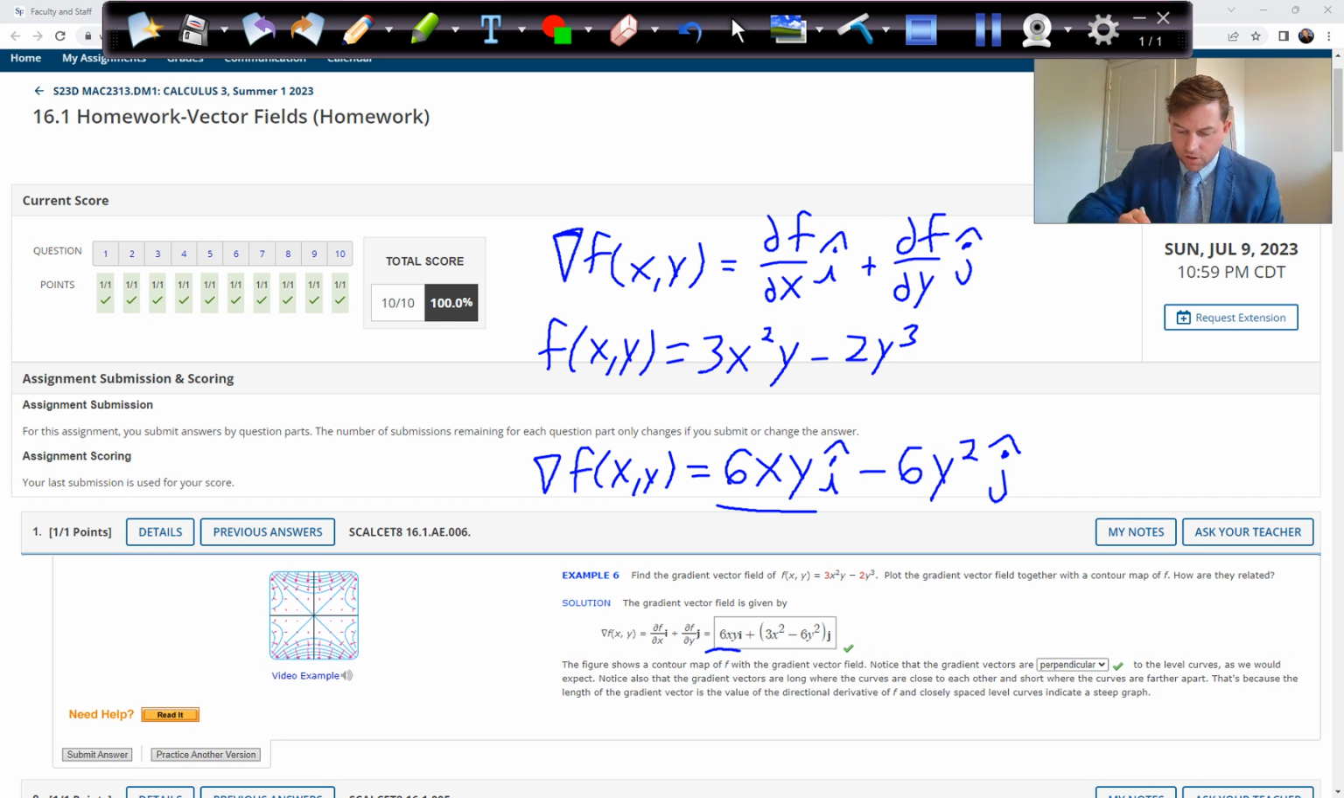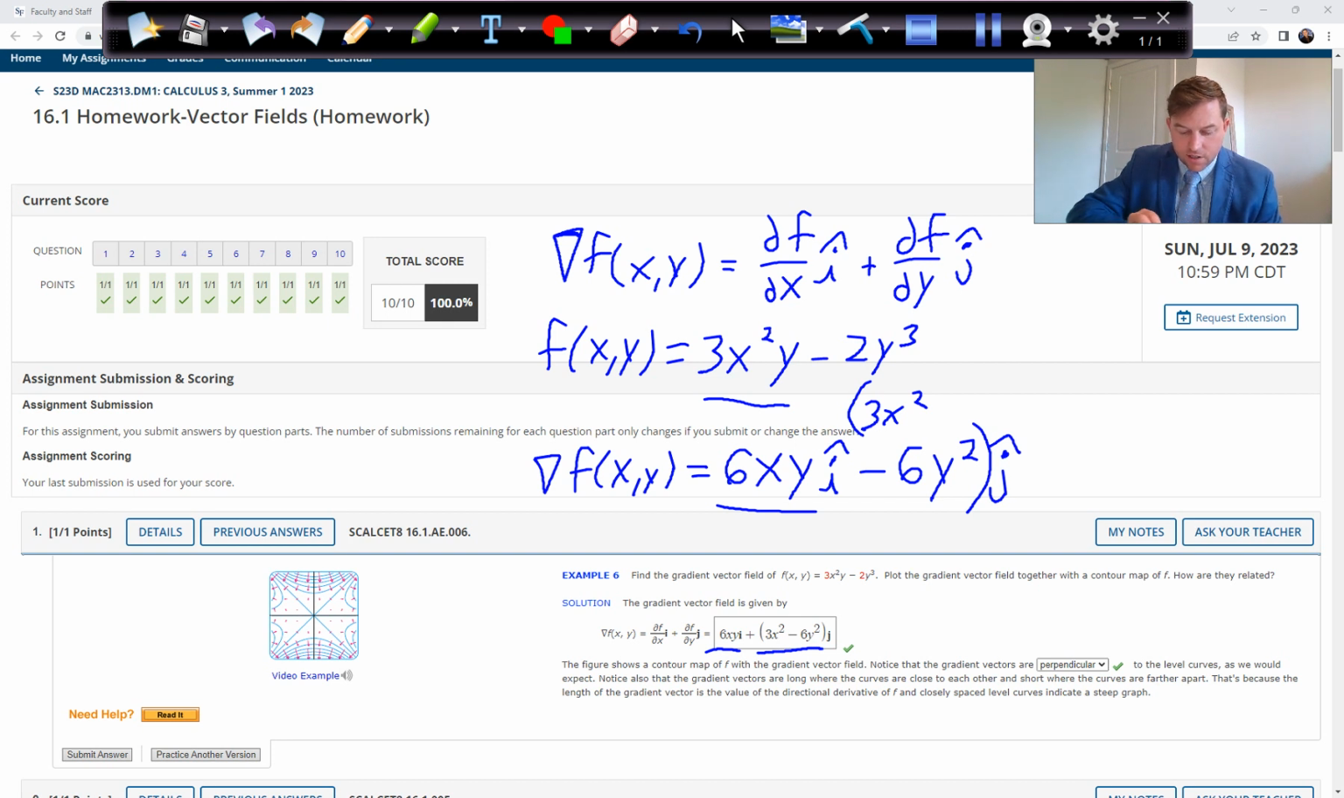This term here is also going to include the partial derivative of this with respect to y, which would be 3x squared. So it's actually both terms. I missed that first term there when I did the partial derivative of f with respect to y. So it's going to be 3x squared minus 6y squared.